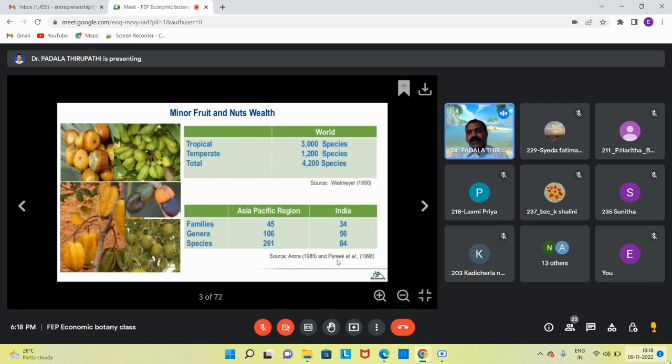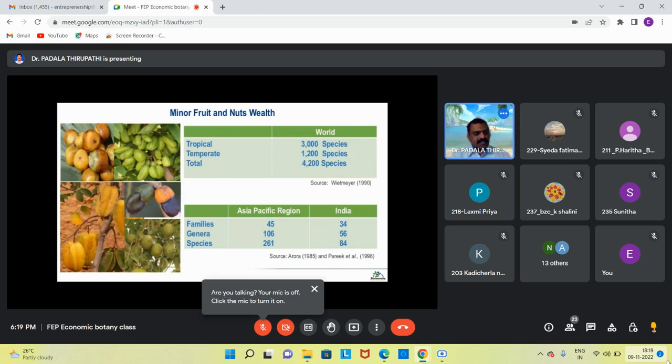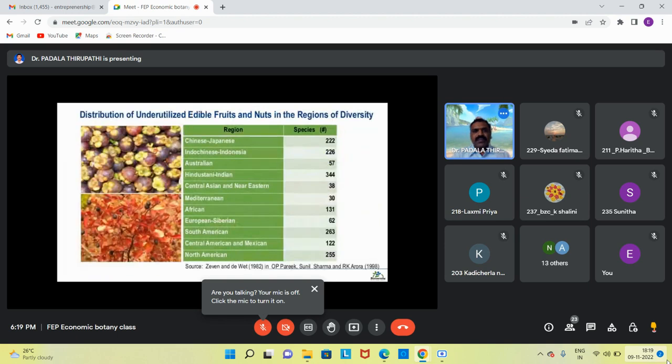Okay, according to Parikh et al. 1998 and Arora 1985, this is the information we got about how we know the cultivated species, and also in the temperate, subtropical and tropical regions, which type of species and how many species we know. And now the distribution of underutilized edible fruits and nuts in the regions of diversity.